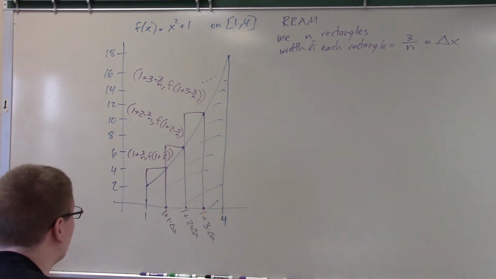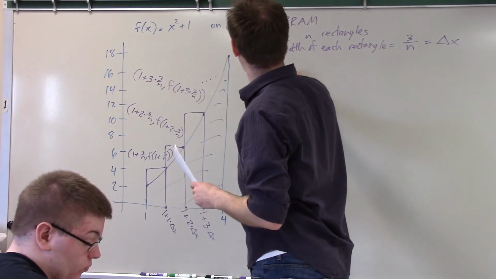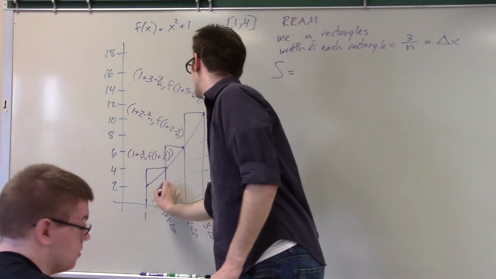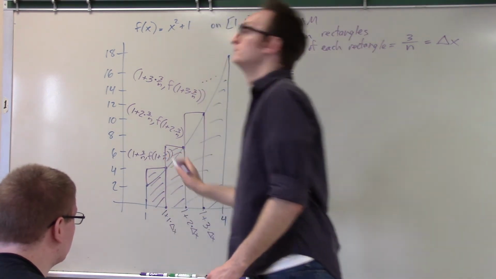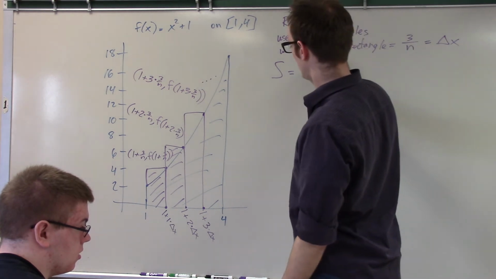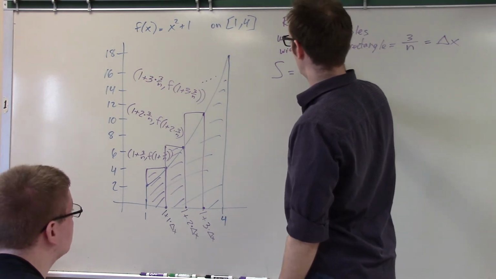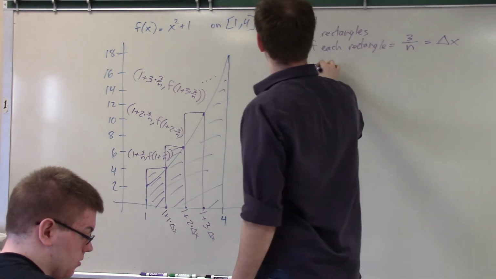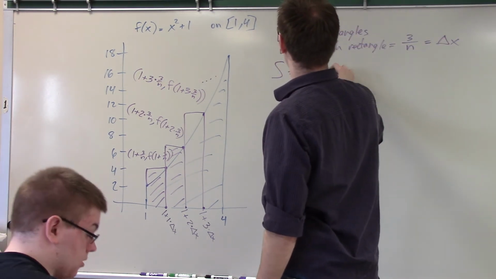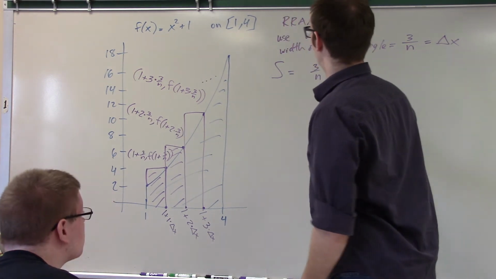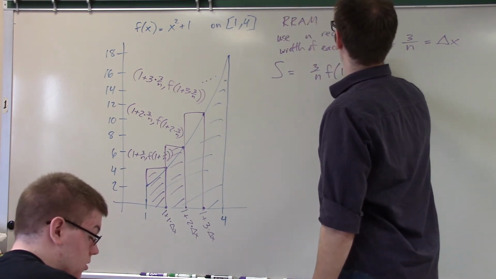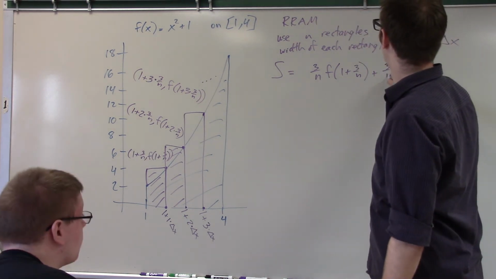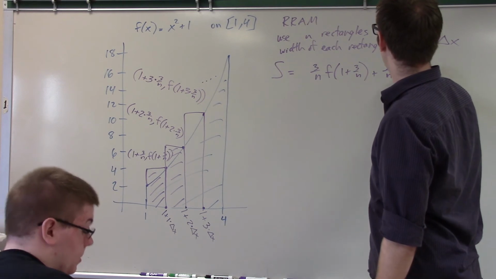Okay, so what is the total sum under this curve going to be? Well, what's the area of the first rectangle? No, careful. What's the width of the first rectangle? 3 over n. And what's the height of the first rectangle? f of 1 plus 3 over n. Okay, and then what's the area of the second rectangle? Width times height, right?